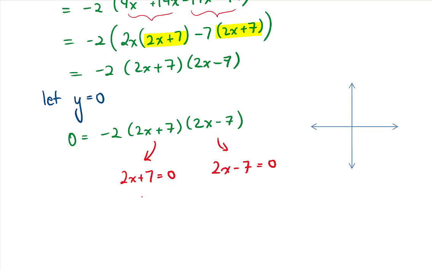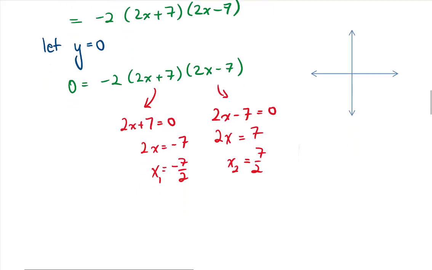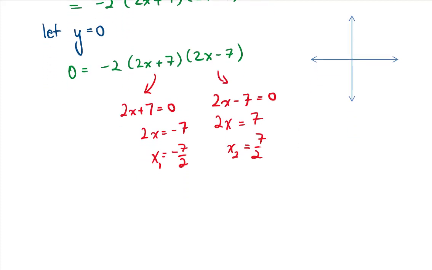If we solve these equations, we get 2x equals negative 7. If we subtract 7 from both sides and divide both sides by 2, we get x equals negative 7 over 2. That is our first 0. Similarly, adding 7 to both sides for the second one gives us 2x equals 7. Dividing both sides by 2 gives us that our second 0 is 7 over 2. So we can leave them as zeros, or if we want to write them as x-intercepts, that would be negative 7 over 2, comma 0, and 7 over 2, comma 0.